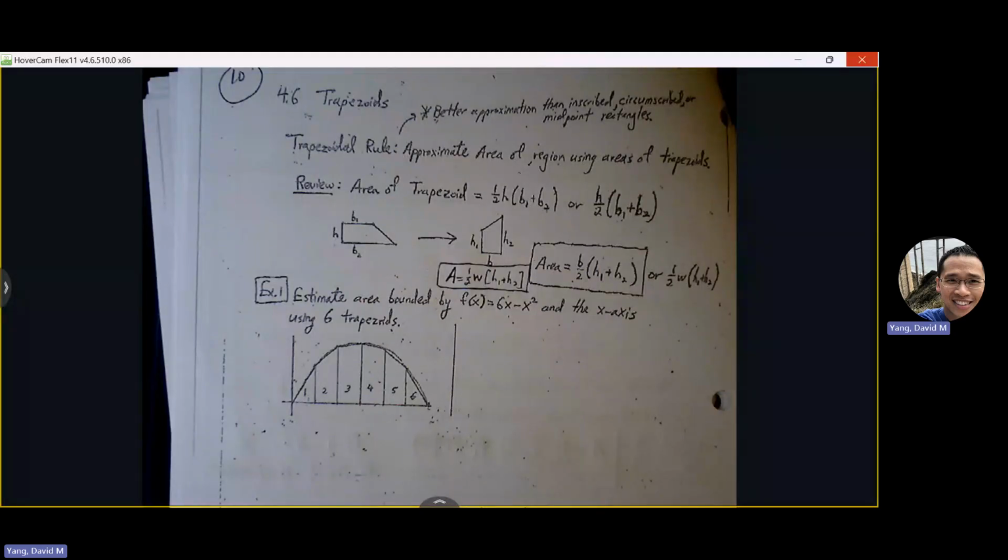Okay, so this is the formula that we want to be able to use and to be able to memorize. And every trapezoid has only 2 heights associated with it. I will remind us of that over the course of our review.